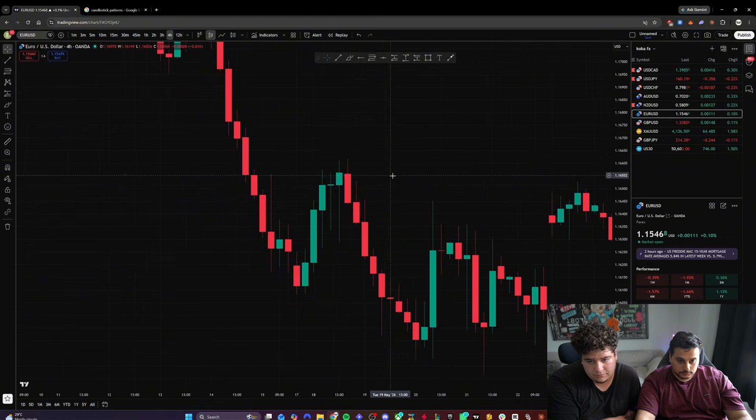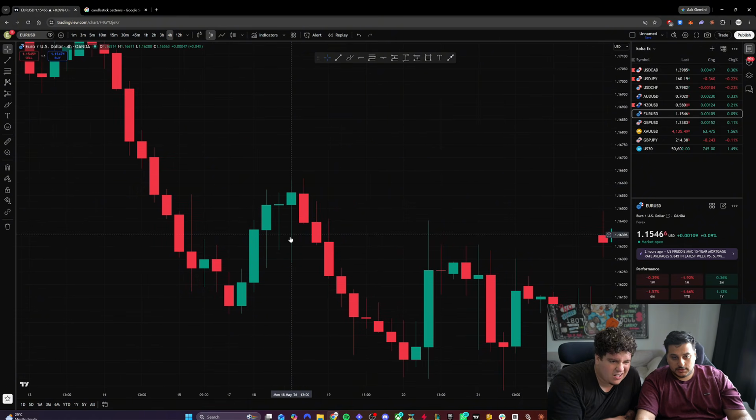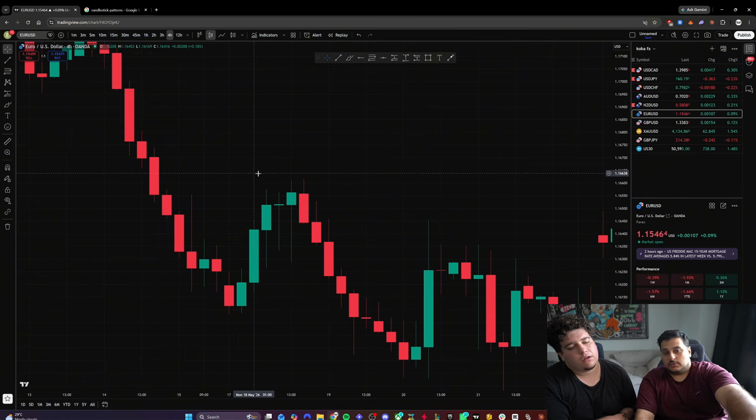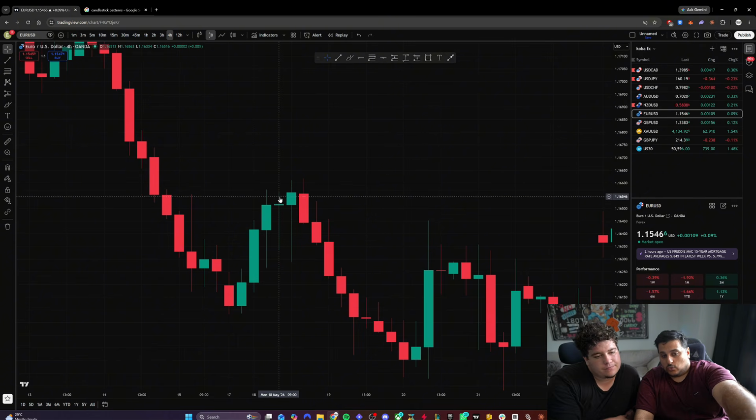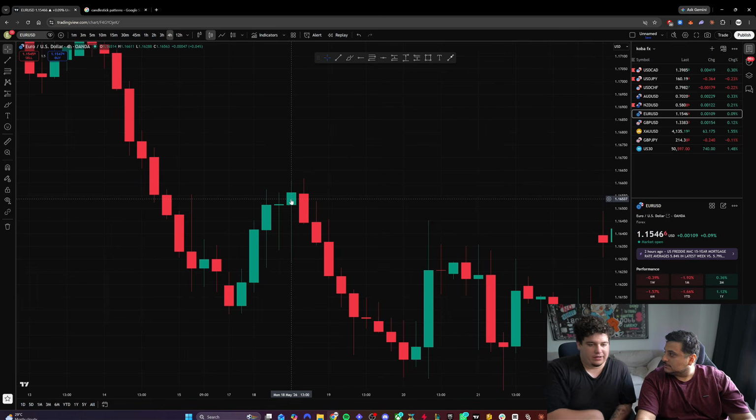Here's an example of a pin/hammer. See how there's a long wick here and a small body? That's considered a pin/hammer. Basically what happened here, the price came up, people tried to sell a lot here but couldn't end up selling, and the price went back up. There's a lot of buyers. Eventually it settled here. So this basically means there was a lot of sellers, but the buyers took back control.